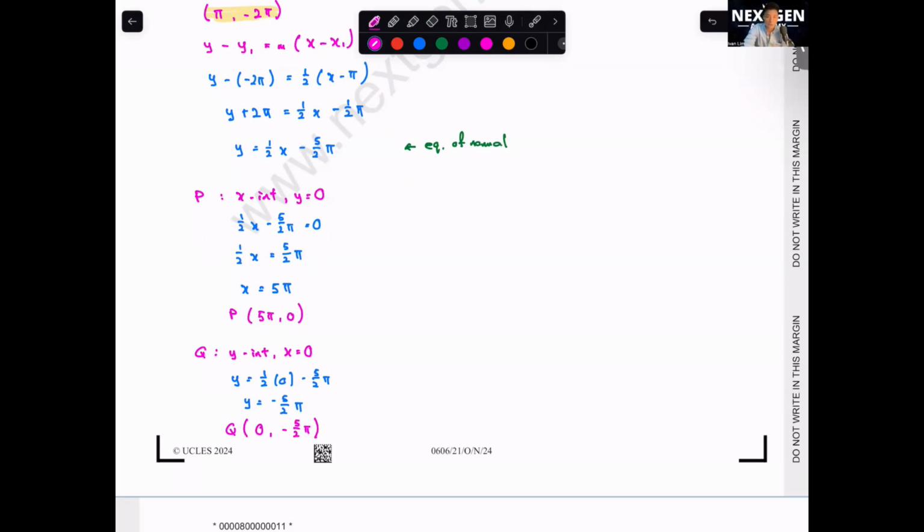What did they ask us to do? They say find the exact area of triangle POQ. I will see some students do this. From here, what formula do you use? Because you see 3 points, right? You see (0, 0), (5 pi, 0), and (0, negative 5 over 2 pi). So we learned in the straight line graph chapter, you can use which method? Shoelace method, right?